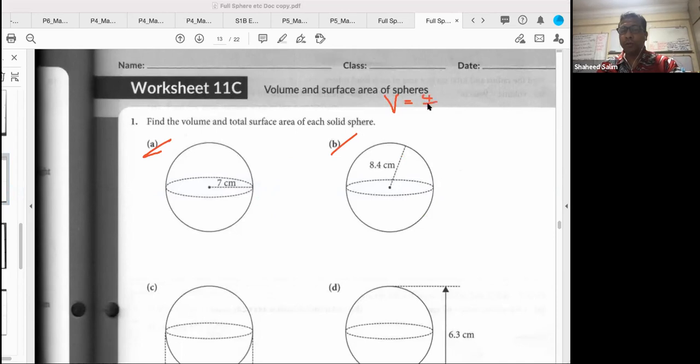Formula for volume, 4/3 pi r cubed. You all have done this already, right? So you all know. Surface area, SA, not South Africa, 4 pi r squared. You got to do this.